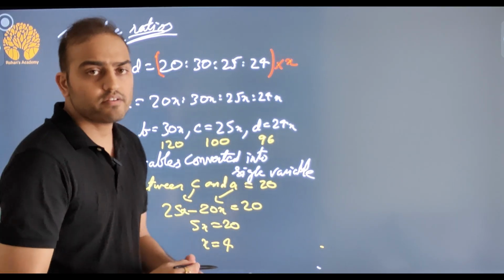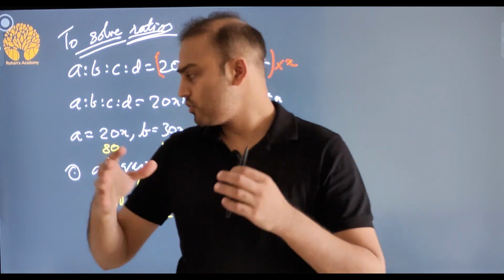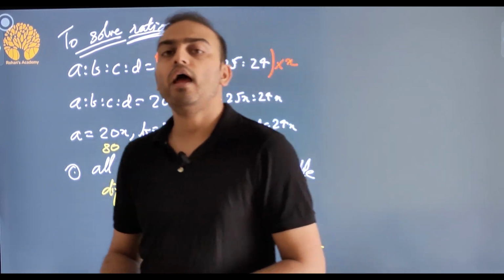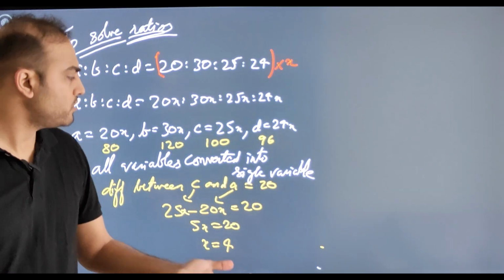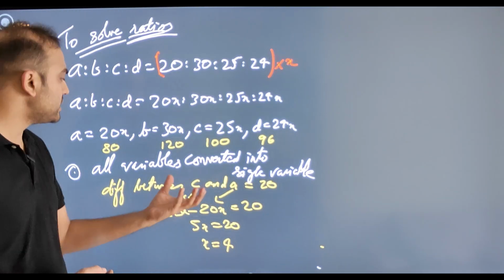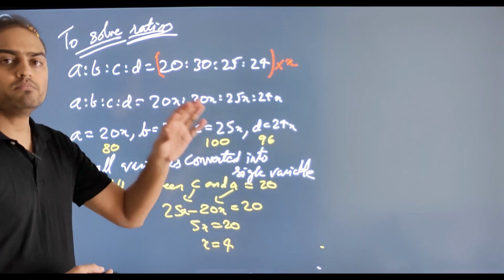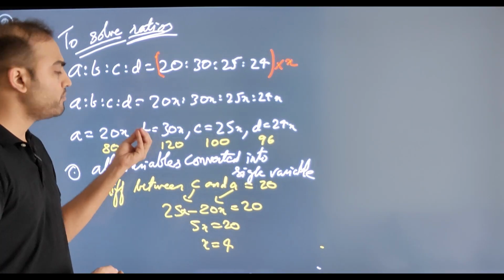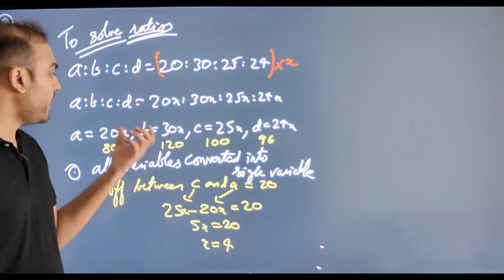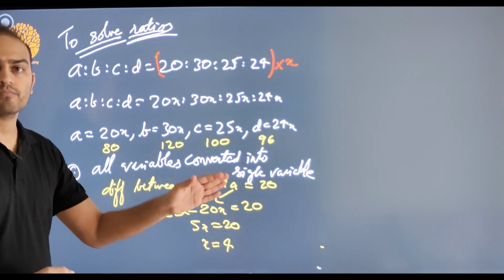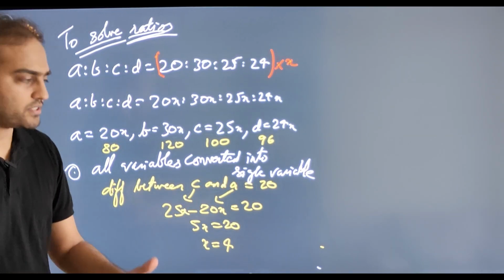So the point is that you convert everything into a single variable, and then depending on the word problem, you just solve it, find x, and you get all the values. Advantage is everything is in integers, so you don't have to really get into fractions.